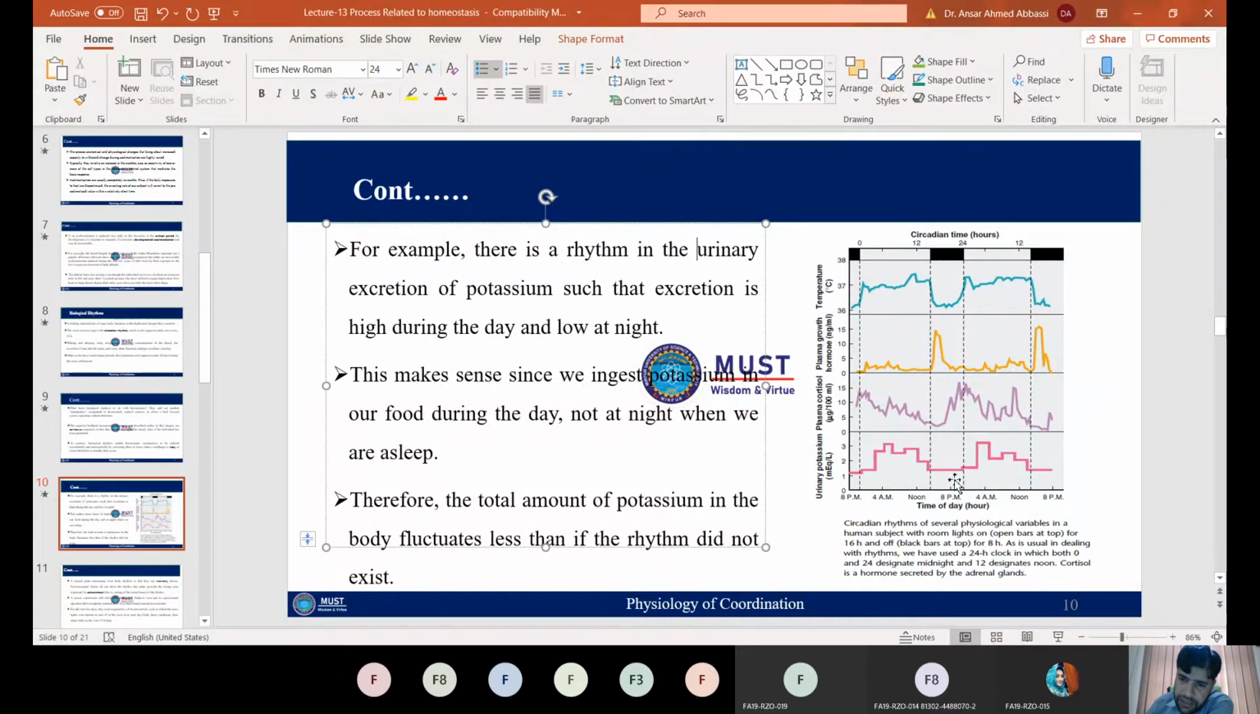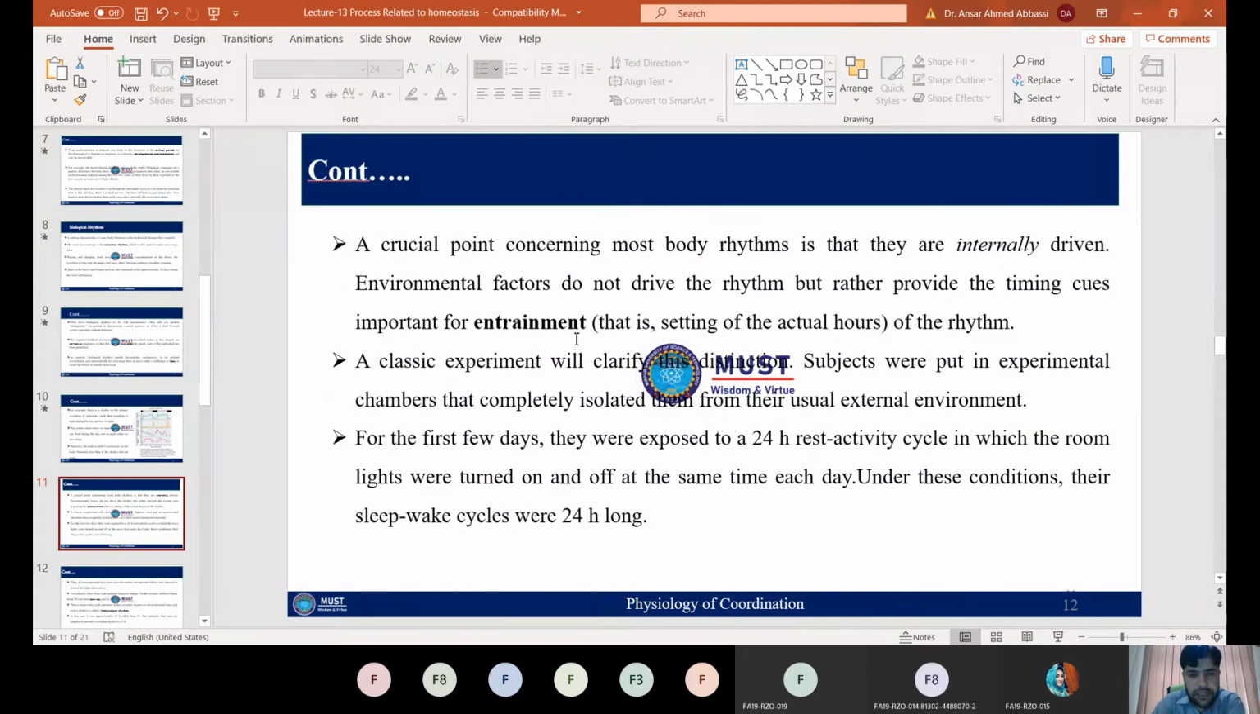Here you can see that during the night when the lights are off, this represents the midnight, and this whole area represents the night. You can see that the potassium level is very low during the night as compared to the daytime. So that's how, due to this circadian rhythm, the potassium level fluctuates in the body, high during the daytime and low during the night time.